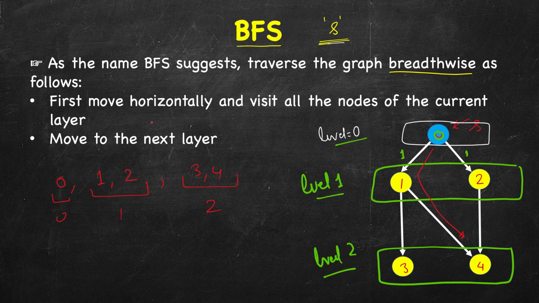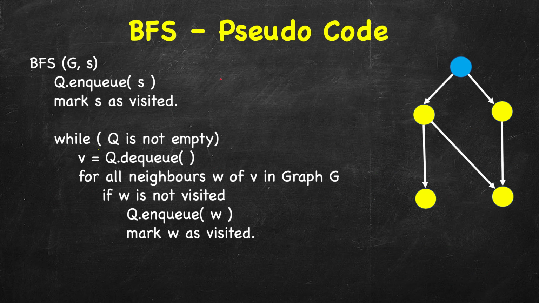Let's see the BFS algorithm. G is a graph and S is the starting node, in this case 0. What we do, first we enqueue it into a queue. So we keep track of a queue and then we mark it as visited. As soon as we push something into the queue, we mark it as visited, and we will see why we need to mark it as visited right after enqueuing and why not after dequeuing.